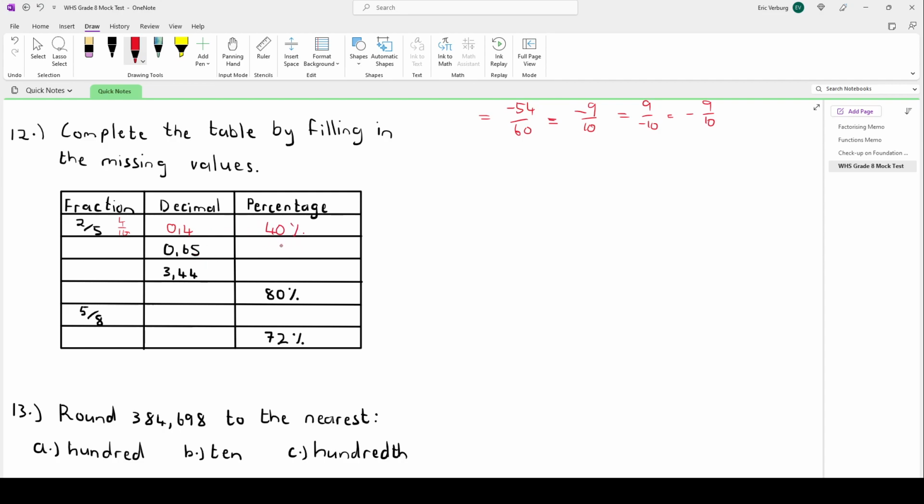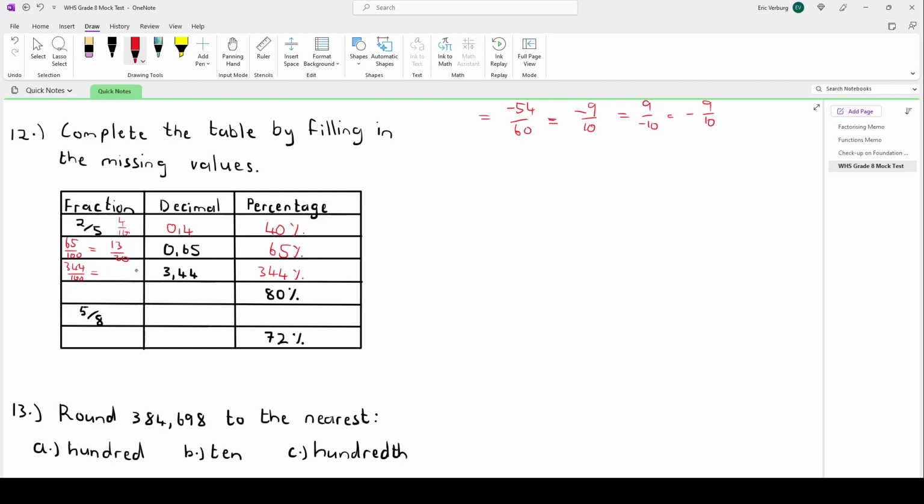Now 0.65 is easy, times it by 100, 65%. And then as a fraction, we'll start off by saying that's 65 over 100 as a percent, right? Then we can simplify. Divide both of those by 5, and we get 13 over 20. 3.44 times it by 100. That's going to be 344%. And as a fraction, that's going to be 344 over 100.